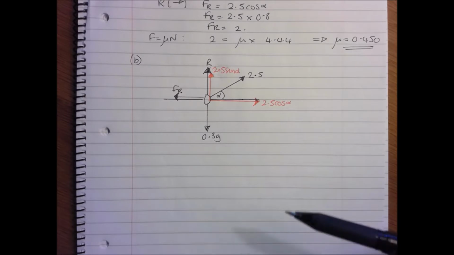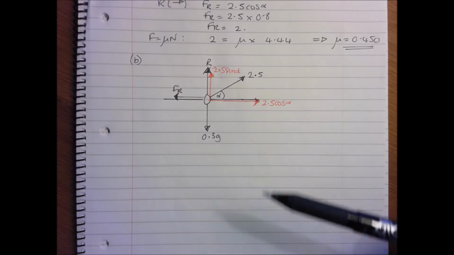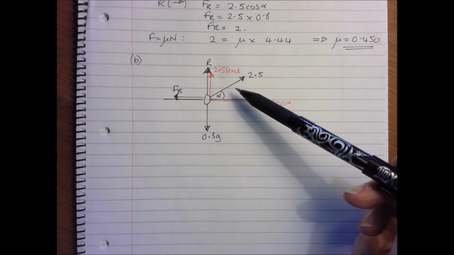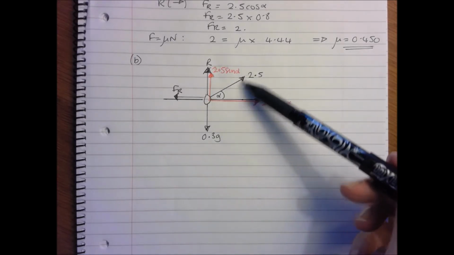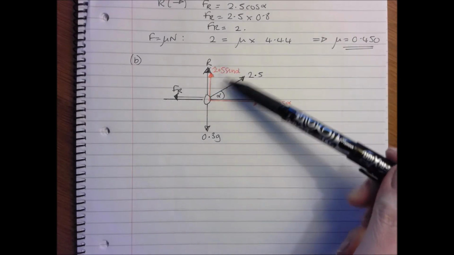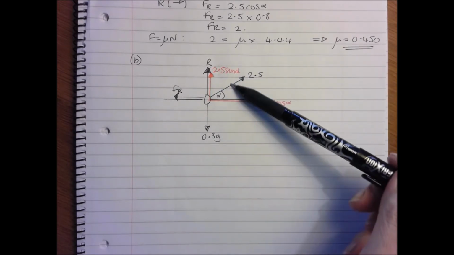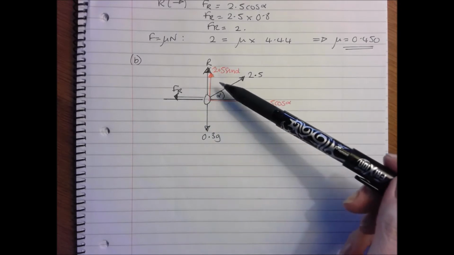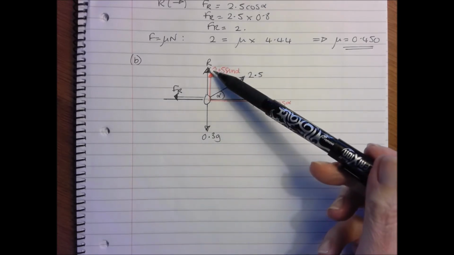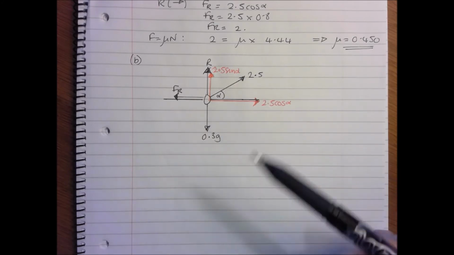Okay, so part B asks me to find the normal reaction now that my string force is coming up rather than pointing down. Because of the change in the direction of the string, the normal contact force is different to what it was in the first one. So I've called it R this time and just drawn the diagram again.